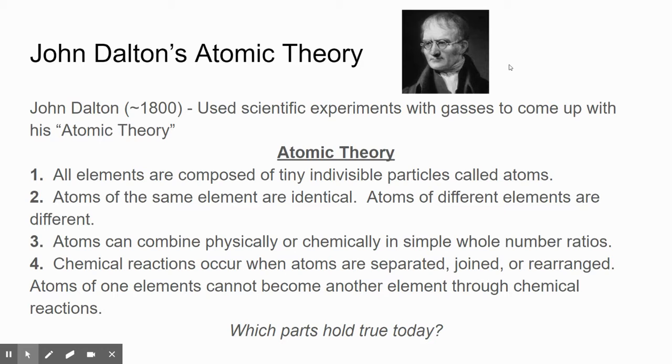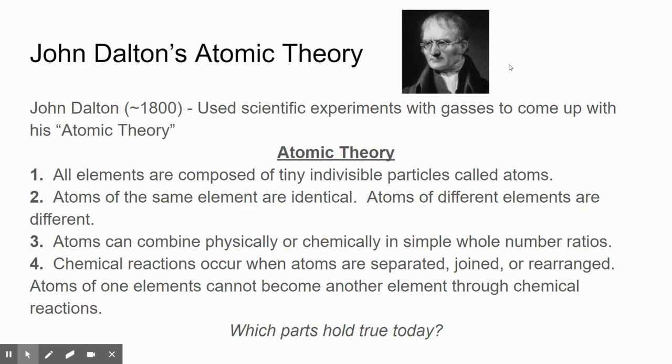Okay. So 2 of these held true, and 2 of these have been proven false. So the first one, all elements are composed of tiny indivisible particles called atoms. That is no longer true. We know that atoms are made of protons, neutrons, and electrons. Okay, so they're not necessarily indivisible. You can break them apart. You can divide them further down.